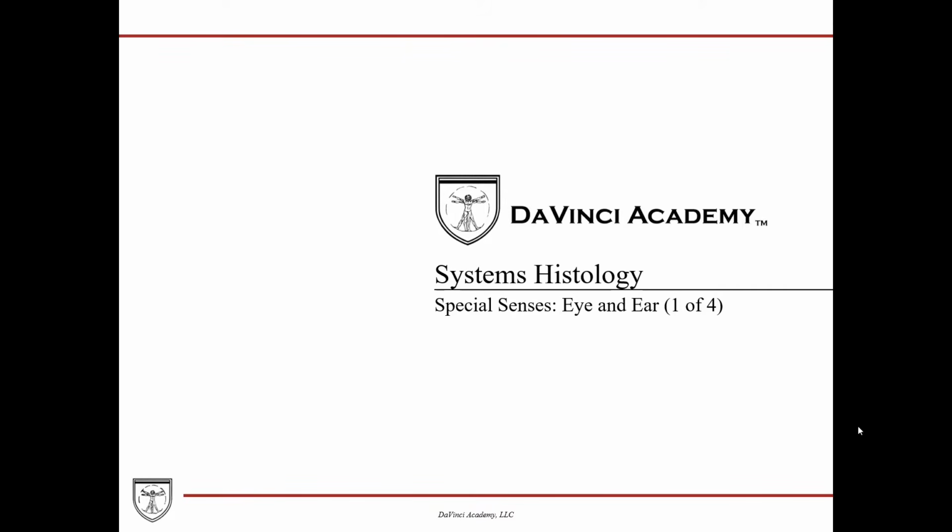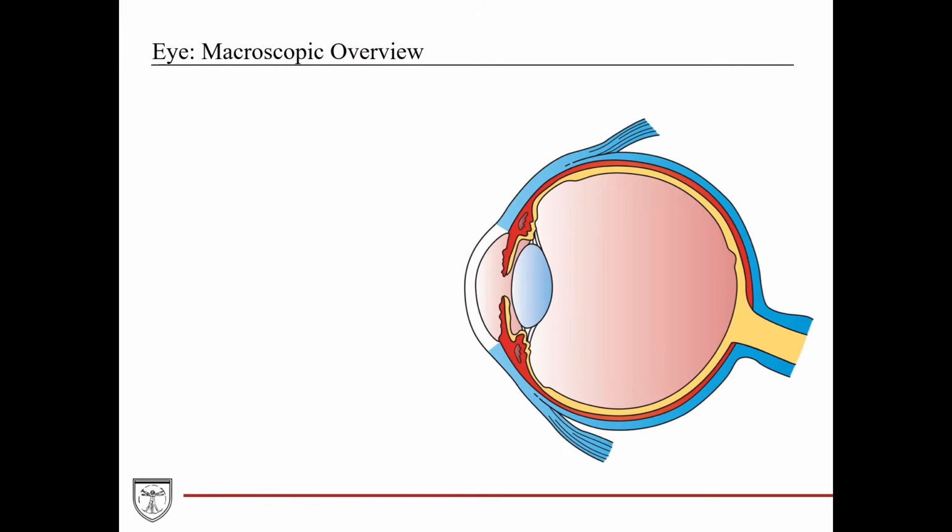This is the first of the 4 lectures on 2 important special sensory structures of the body, the eye and the ear. The first 3 videos are all dedicated to the eye, and the last one is on the ear. So in this video, we'll overview the anatomy of the eye and look at the histology of the outermost layer of the eye. Let's start with the macroscopic or anatomical overview of the eye using this simplified diagram.